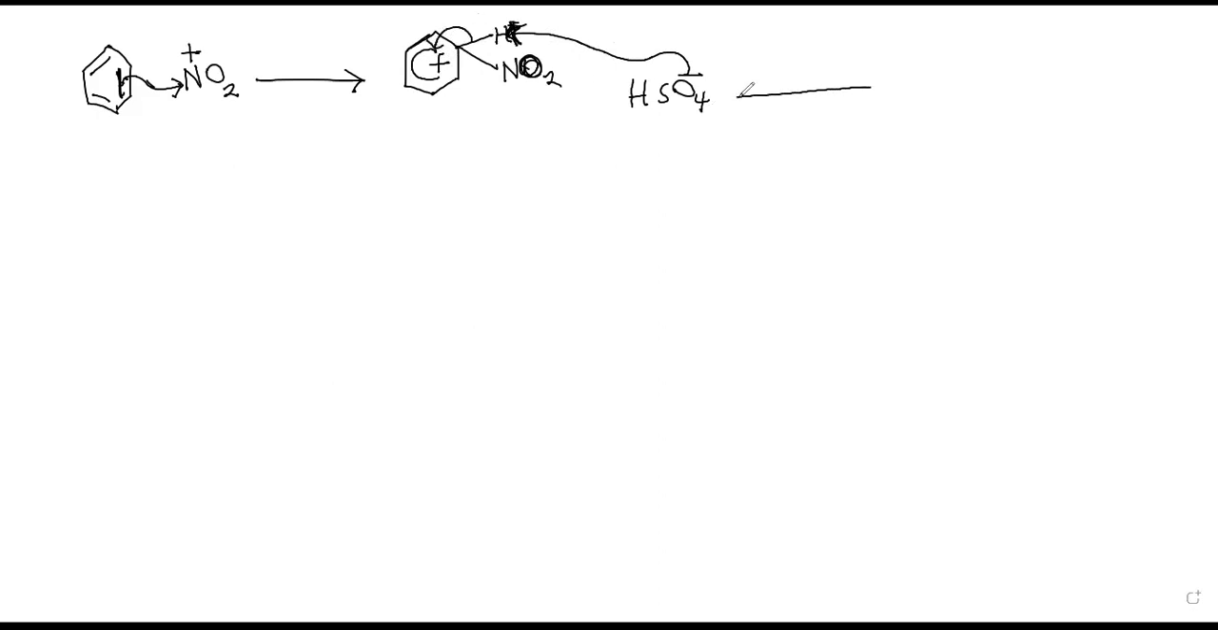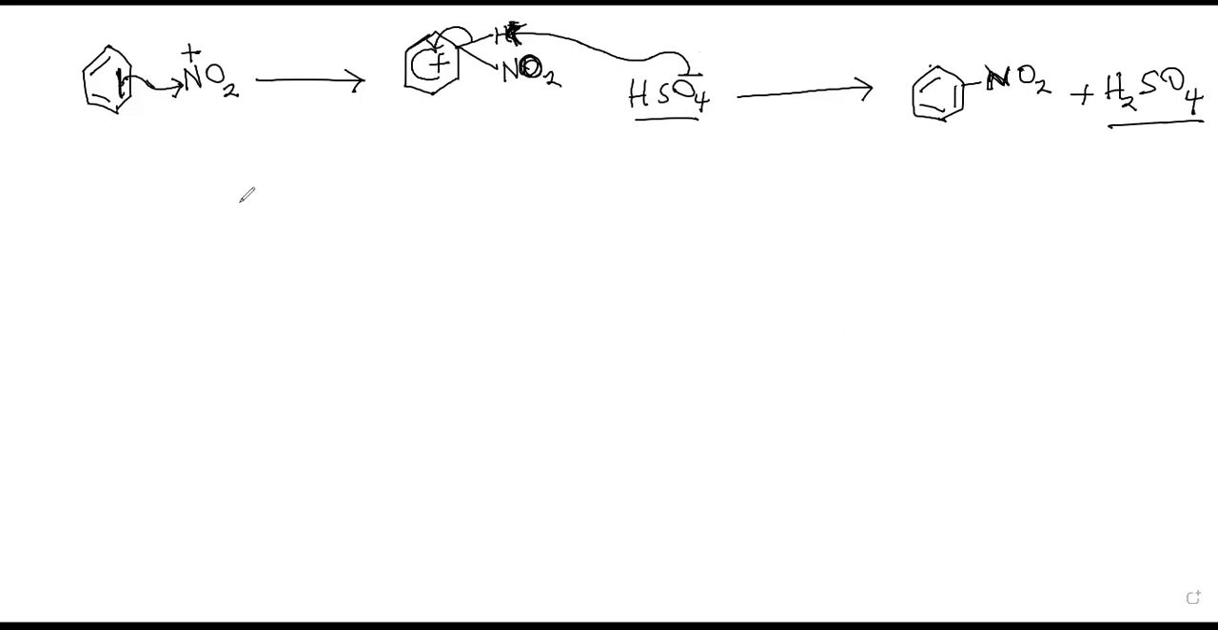So this will lead to the formation of nitrobenzene, and sulfuric acid. Why are we forming sulfuric acid? It is simply because the hydrogen sulfate ions picked the hydrogen, the proton, which became part of the hydrogen sulfate, and therefore you are forming sulfuric acid. So the thing is very simple.